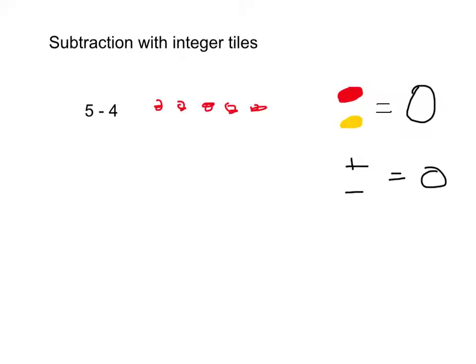So I'm going to start with 5 minus 4. First step is to draw or have 5 positive tiles. In this case, I'm just going to have 5 red ones. And I'm going to think to myself, am I adding or am I subtracting? In this case, I'm subtracting. So what I have to do is take away 4 of them. I'm just going to take them away by removing 4 or crossing them out. 1, 2, 3, 4. And I'm going to think, what do I have left? I have 1 positive left.